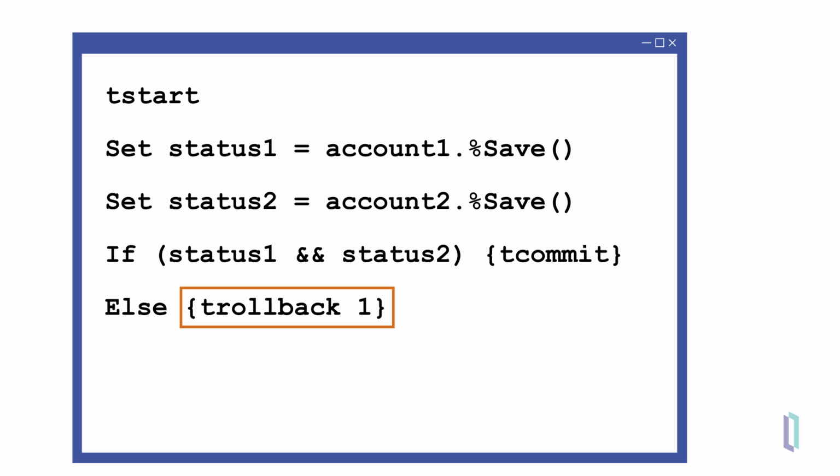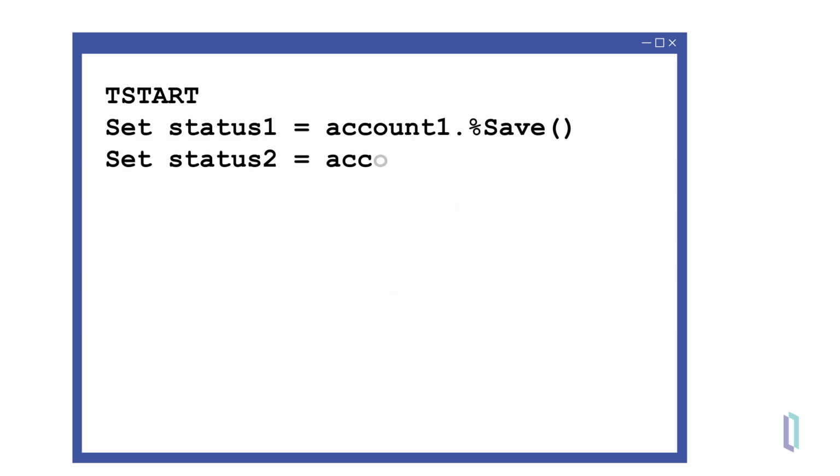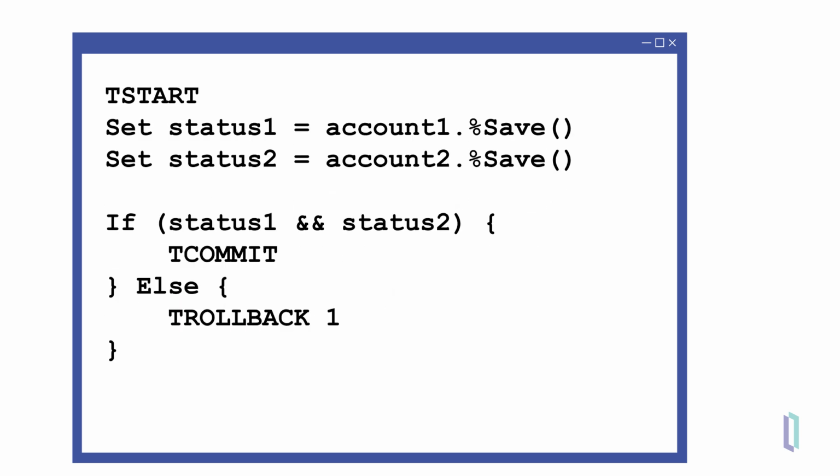restoring the data to its previous state. Behind the scenes, InterSystems IRIS tracks all changes made after tstart. When we call tcommit, those changes become durable. If we call trollback, the system undoes them. That's what guarantees the all-or-nothing behavior of a transaction.